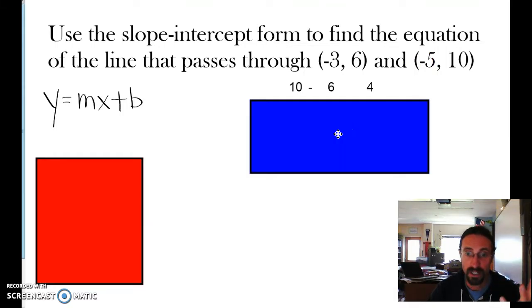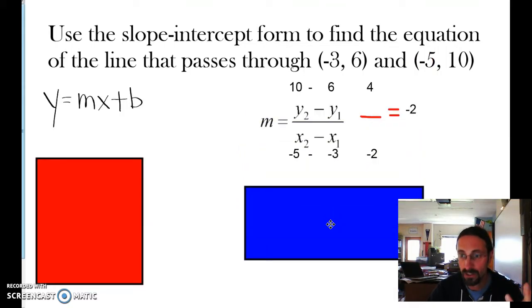Well, the first thing that comes to mind is, okay, what is the slope? So again, we're going back to the slope formula. I'm plugging in these y coordinates, the change in y, 10 minus 6 is 4. I'm plugging in the change in x, right? I'm going from -5 to -3, so that's a 2. So you can see that this function has a downward slope, right? It has a slope of -2.